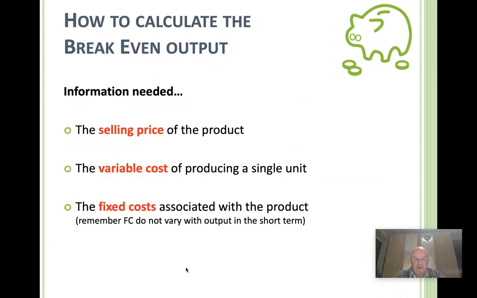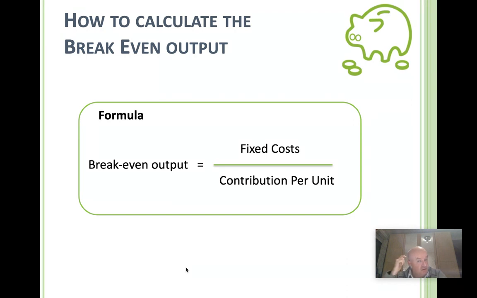Okay, so in terms of calculating break-even output then, the information that you would need is the selling price of the product, the variable cost of producing that single unit, and the fixed costs associated with that product, okay? And those are the ones that in the short term do not vary with output. The fixed costs stay the same, so things like rent or insurance or something similar. Now to calculate the break-even output, I don't think we've necessarily looked at it as a formula, but that's the formula that you can use. So your break-even output will equal your fixed costs divided by your contribution per unit.